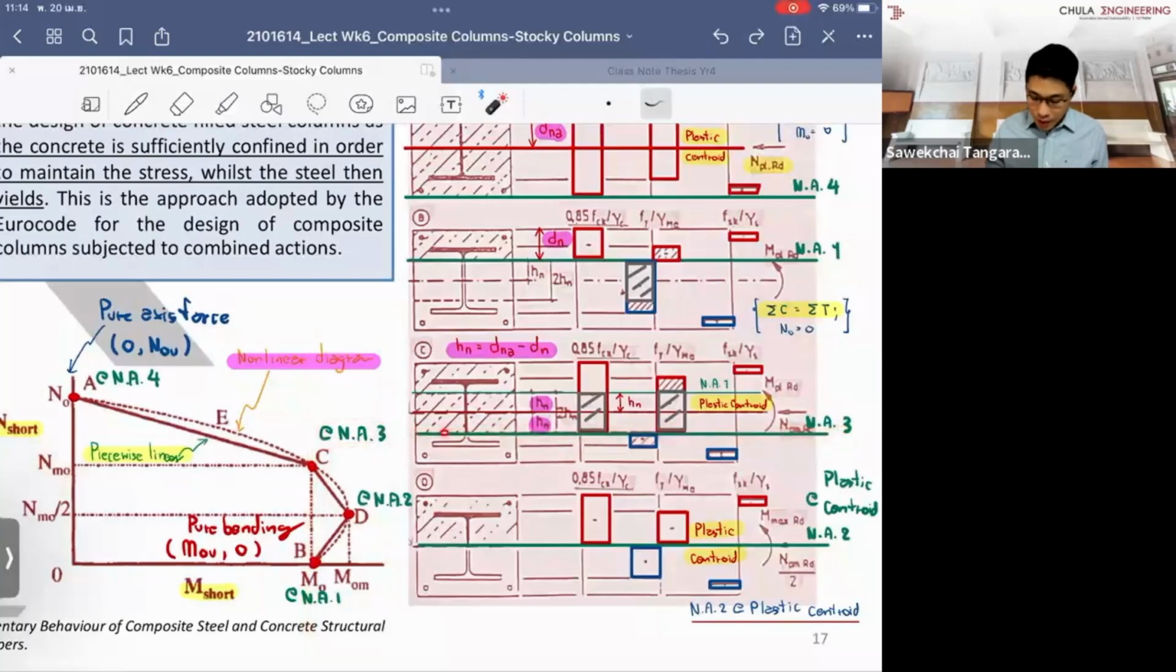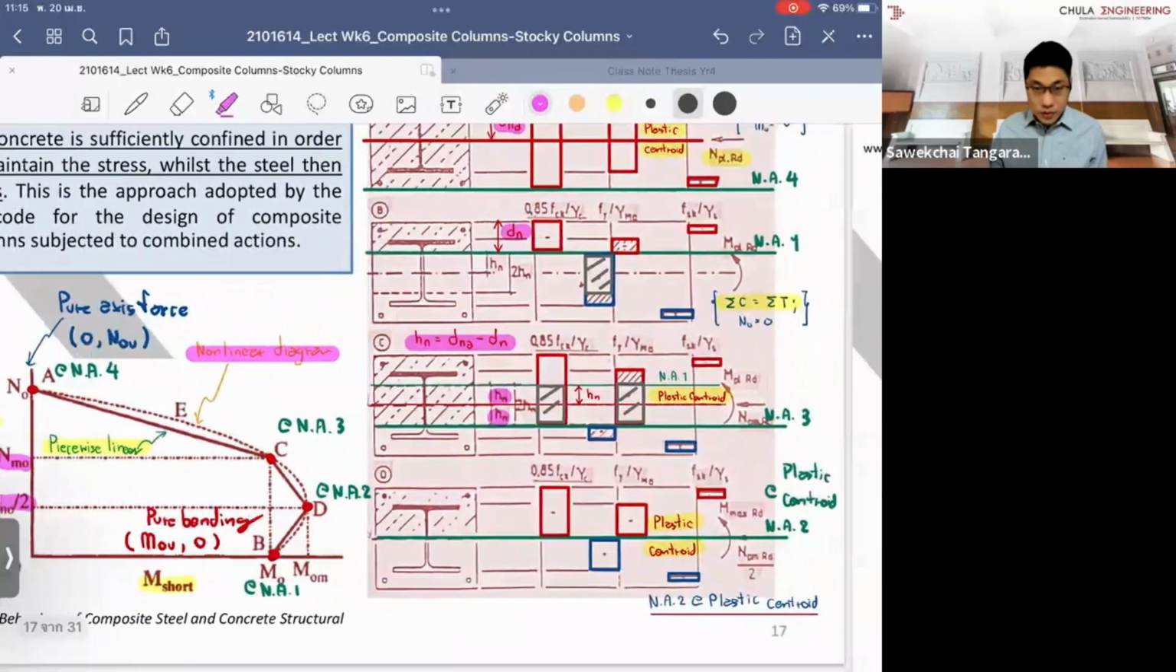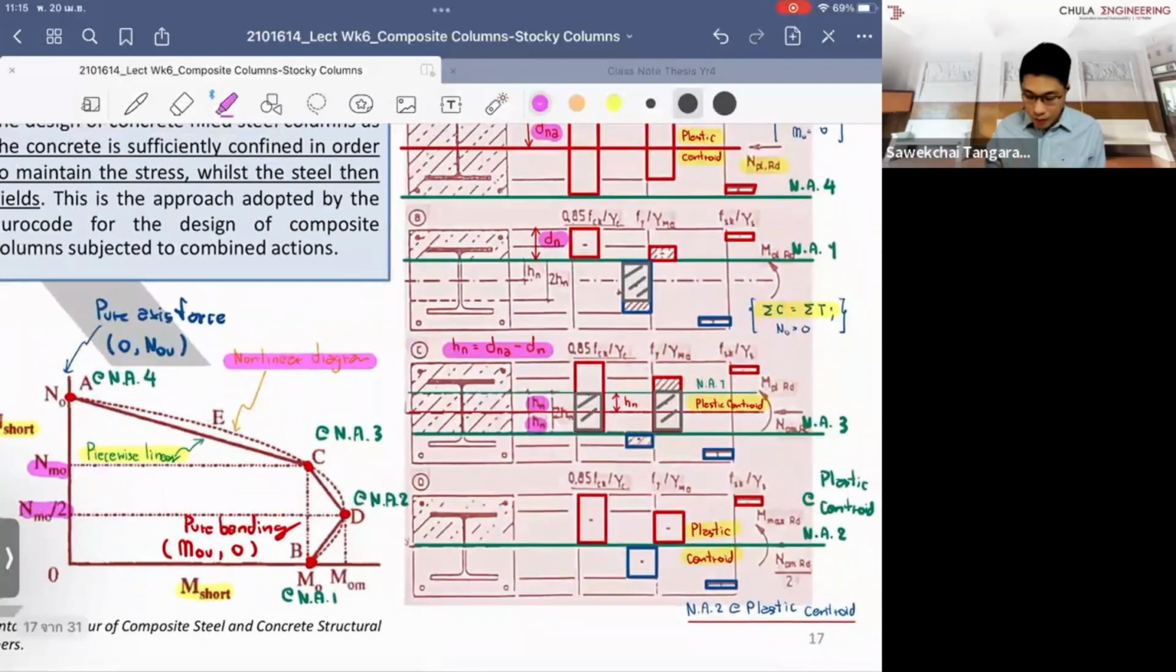But if you drop this by half, meaning half of 2hn from the neutral axis to the plastic centroid at point D, you will find that the capacity of the axial force will drop by half. This is the relationship between this combination. You can go back and check it by using just the geometry of the stress diagrams.